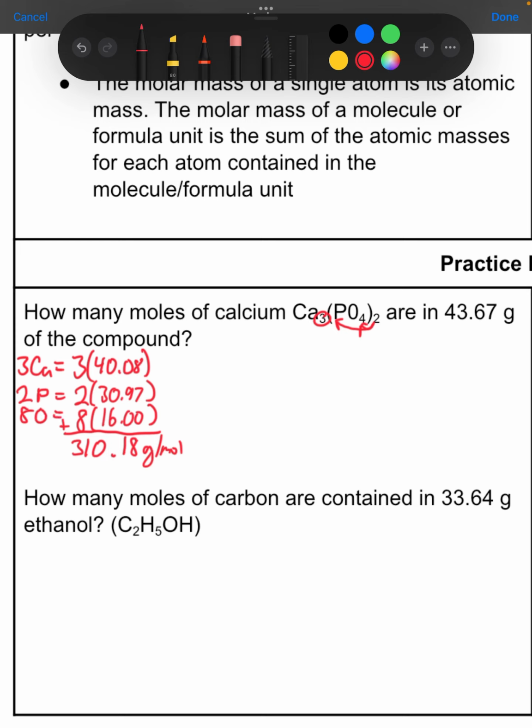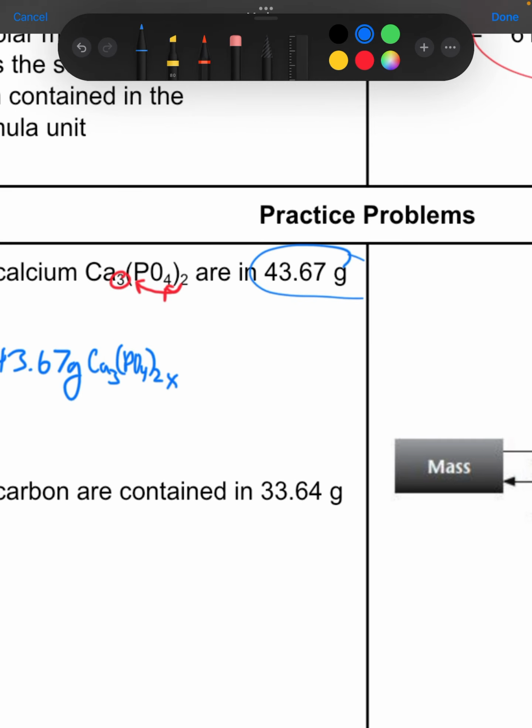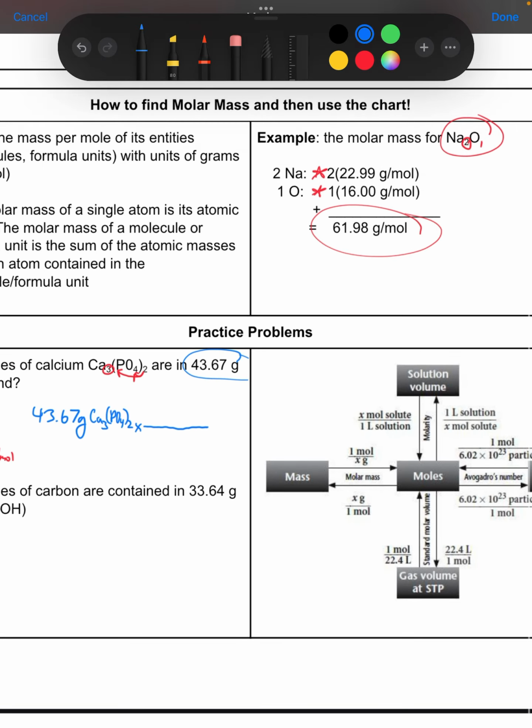All right, next, we've done that, so now we can actually do our conversion, right? This is my given number, 43.67 grams of calcium phosphate. Yes, I am putting in that full chemical formula into my conversion chart. You should too. And let's take a look at what we're going to do.